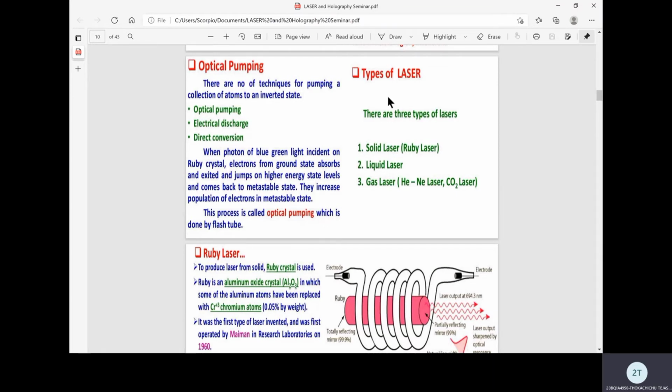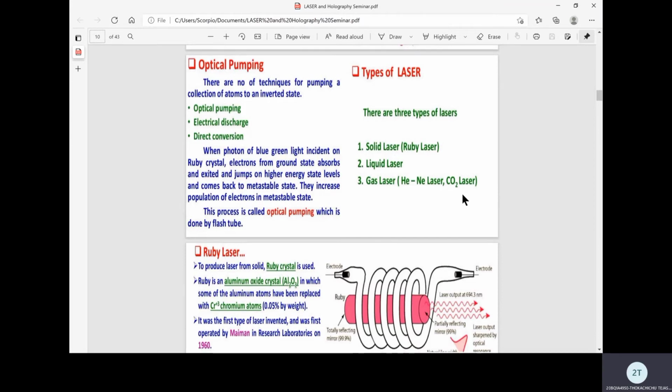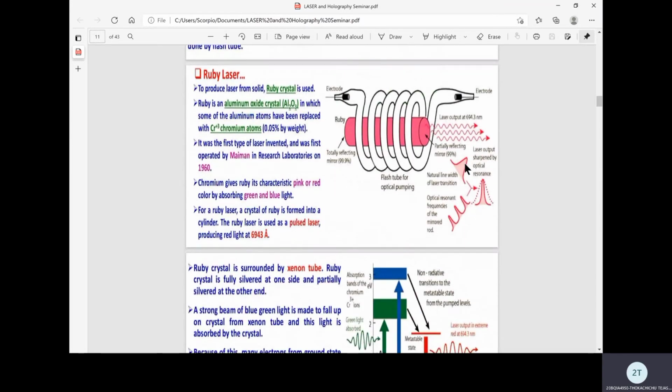Let's keep that aside. Now, to discuss the types of lasers, there are three types: solid laser, liquid laser, and gaseous laser. The main two laser experiments which we discuss in this chapter are solid and gaseous, that is the ruby laser and helium neon laser. CO2 laser is also a gaseous laser, but we're not going to discuss it. Let's come to the ruby laser experiment.